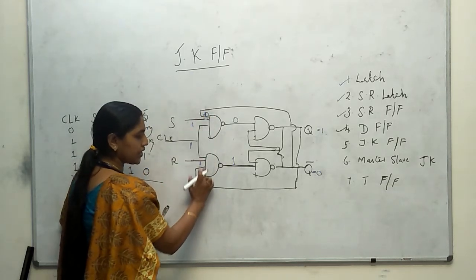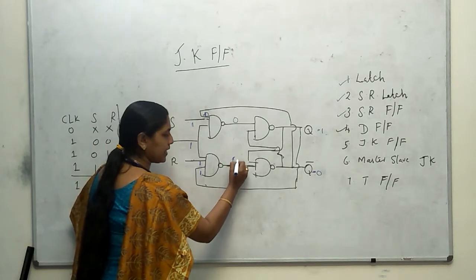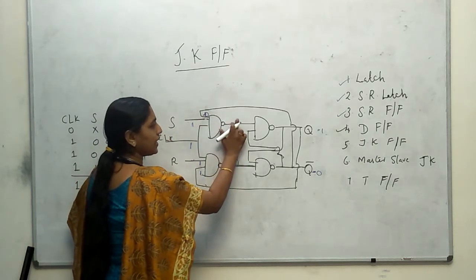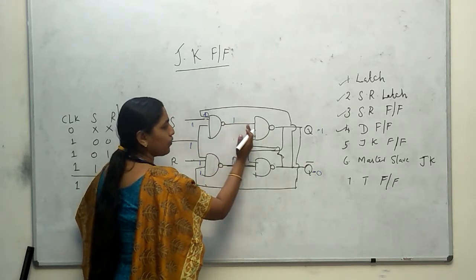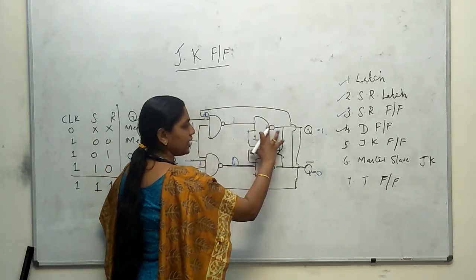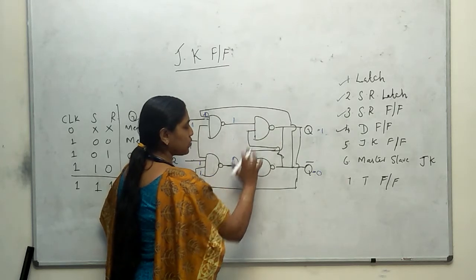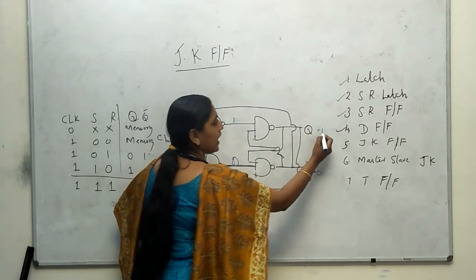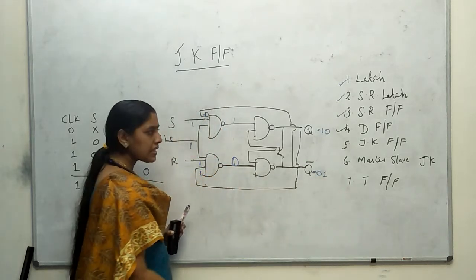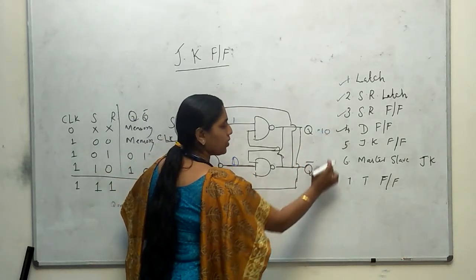All three inputs of this gate are 1, so the output will be 0. One input of this particular gate is 0, so I will get output as 1. So for this particular latch, this is the latch portion. In this latch, if this input is 1 and this input is 0, I will get output as 0 and this output as 1. See, this is 0 and this is 1.